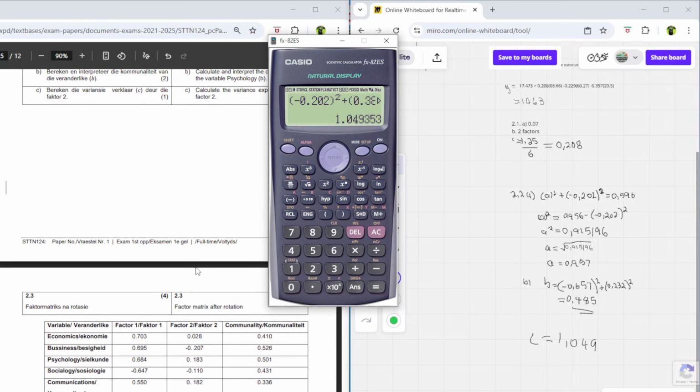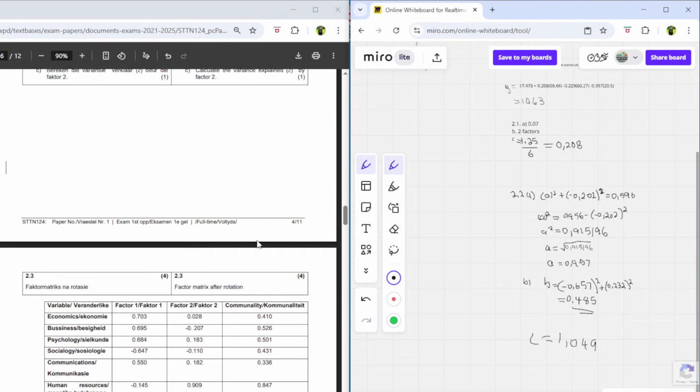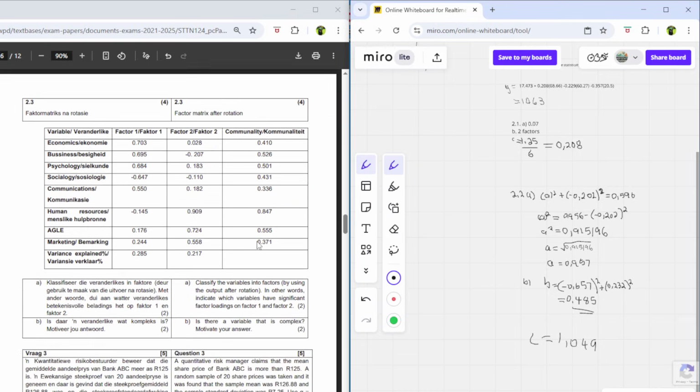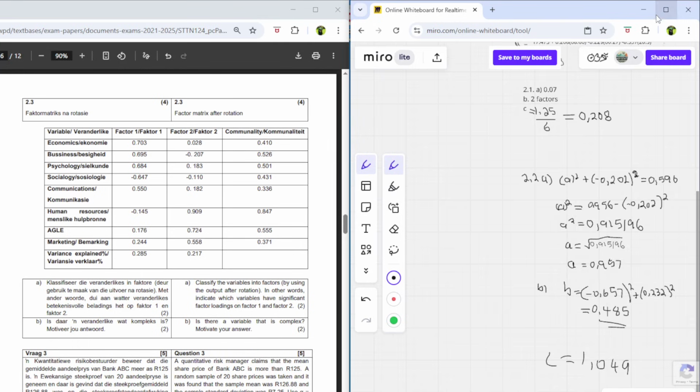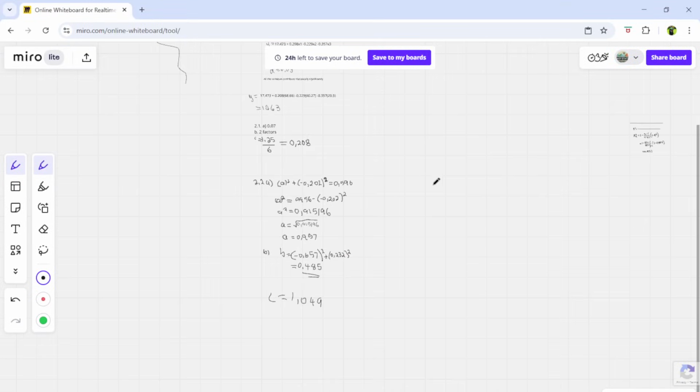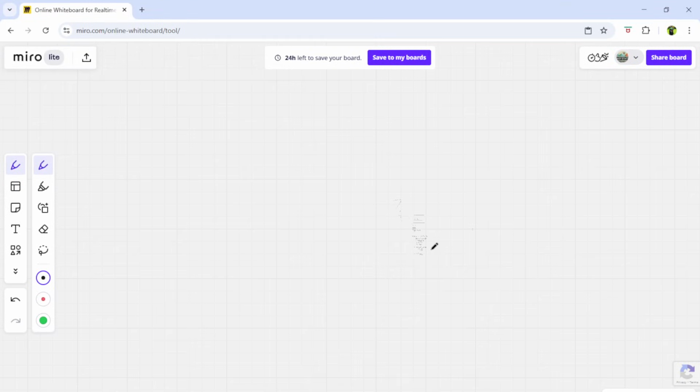Now let's move on to question 2.3. 2.3 is the factor matrix after rotation.